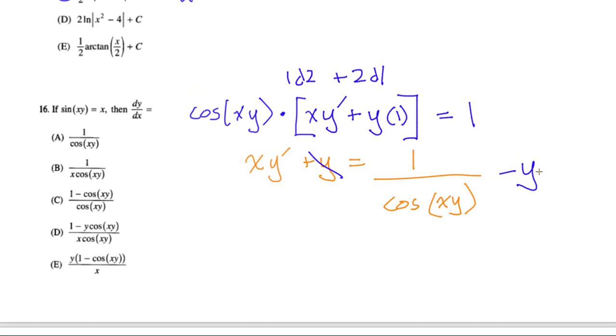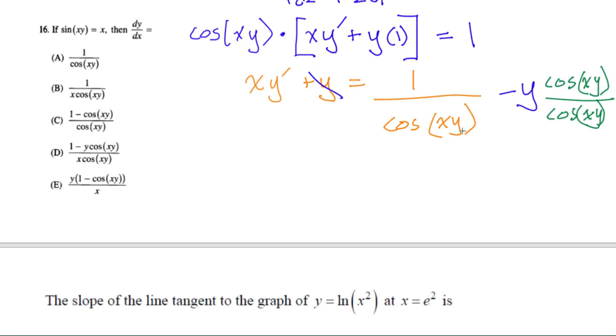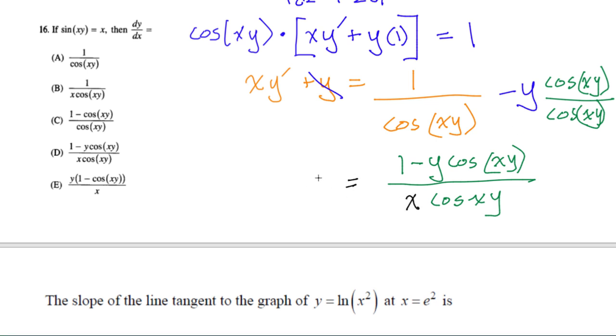Now it's all in one fraction. So this minus y, I need to multiply by cosine of xy on the top and the bottom. So my new fraction, before I divide by x, is now 1 minus y cosine xy, all of that divided by cosine of xy. Now that I divide by x, just slap an x on the bottom. That is equal to y prime, and where is my function? It looks like the answer is D.